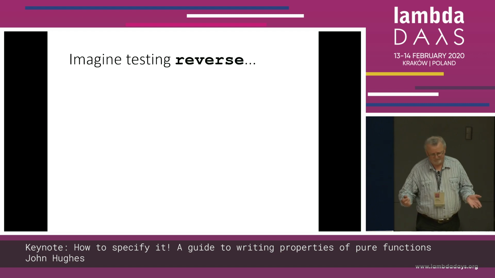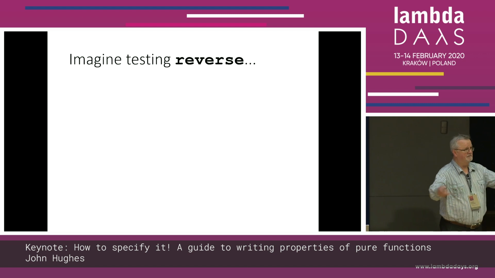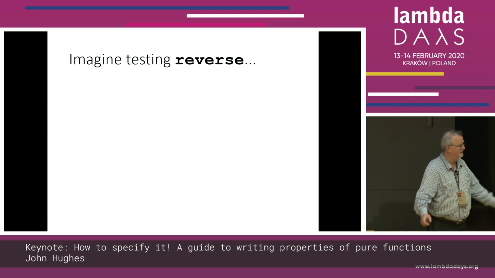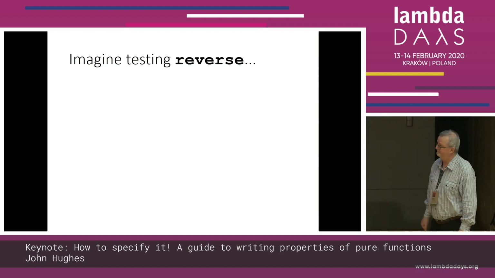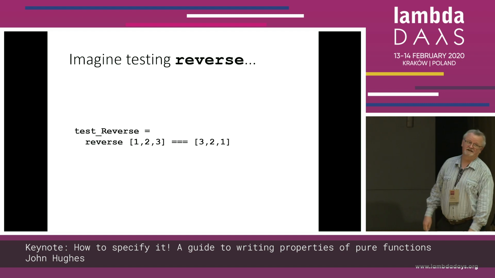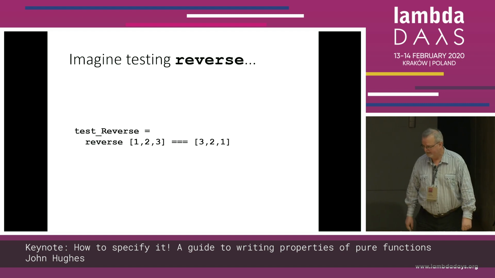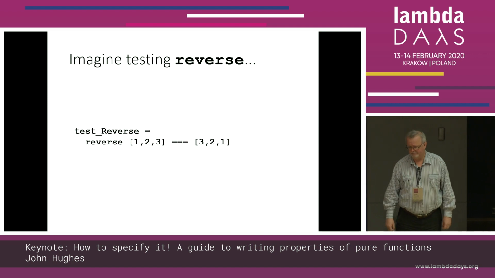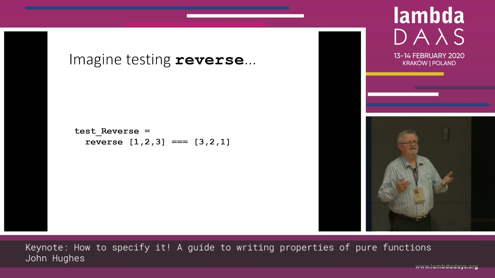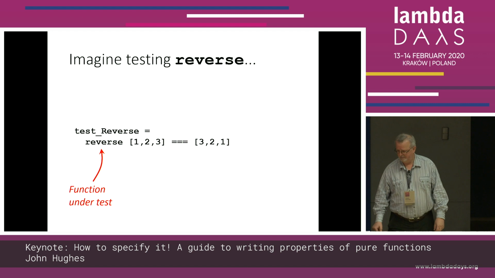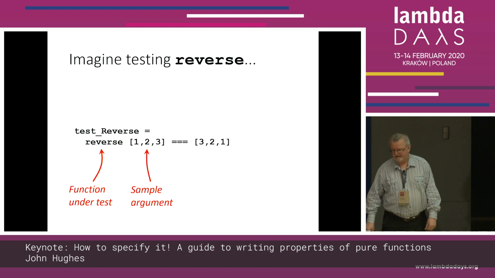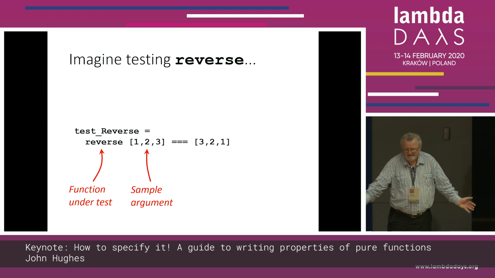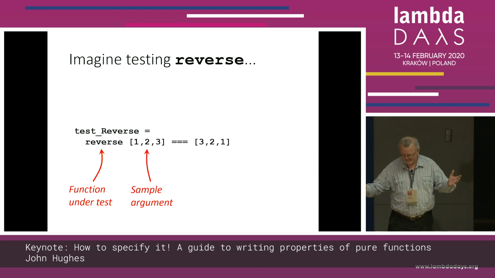So let's start off. For those of you who maybe haven't come across property-based testing, I'll just explain what it is. Let's take a really simple example. The reverse function on lists. So suppose we wanted to test that. Well, of course, it would be easy to write a unit test, right? Here's one. And this is just an example of the form that unit tests so often take.